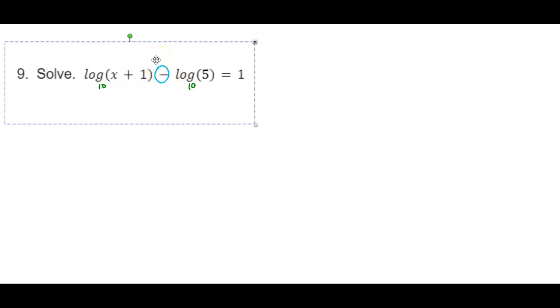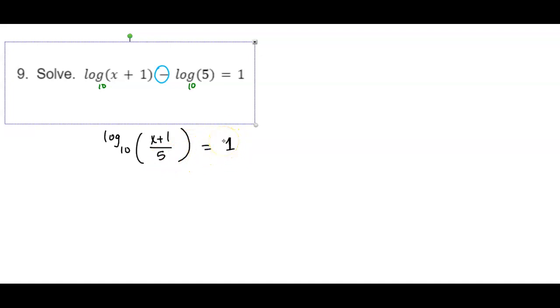And remember, if it is a difference, that implies the quotient property. Any term that's positive goes on the top, any term that's negative goes on the bottom. So this term right here is positive, so the x plus 1 is going to be on top of the quotient in the numerator. The negative log base 10 of 5, or the log base 10 of 5 is negative. That means the 5 is going to be in the denominator of our quotient. So if we rewrite the left-hand side of this equation, we've got log base 10 of x plus 1 on the top, 5 on the bottom of our quotient, and that still equals 1.